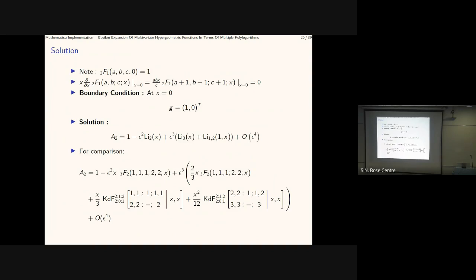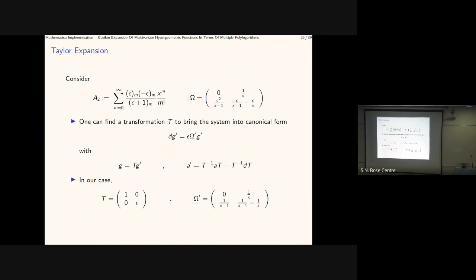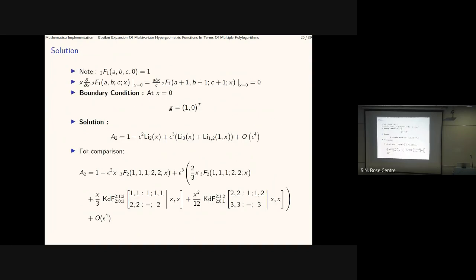To find the boundary condition, we note that this 2F1 starts with 1 plus something. So we can choose x to be 0. So 2F1 at x equal to 0 is always 1. Its derivative with respect to x can also be evaluated at x equal to 0, which always gives 0. So that means we have a boundary condition that the vector g at x equal to 0 is (1, 0). So now we find the solution of this Pfaffian system with the boundary condition here.